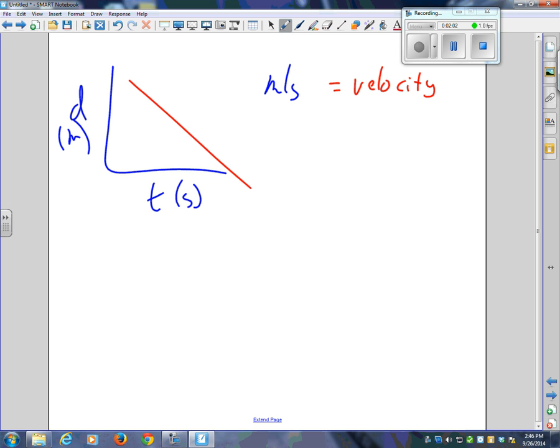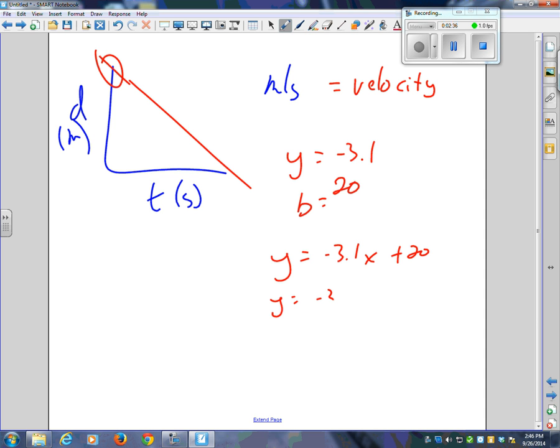Determine the equation of the line of best fit. I was looking for slope. You should have got a slope of around, I got minus 3.1, but a lot of people got minus 2.6. I realized that I didn't spend a lot of time giving you instruction on the y-intercept, and so I allowed people to say the b is about 20. If you had b anywhere near 20, I gave it to you, because I realized I didn't spend a lot of time on that. And then y equals minus 3.1x plus 20. If I saw something along these lines, you got the mark.